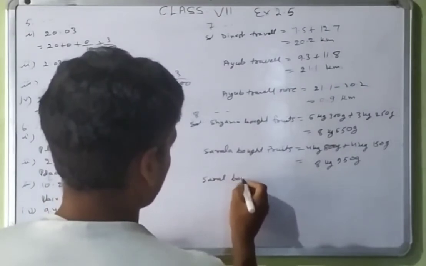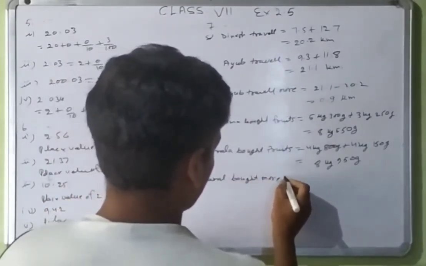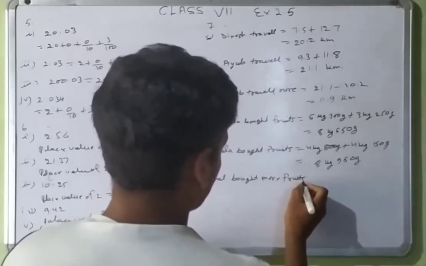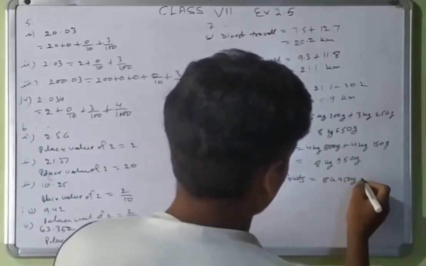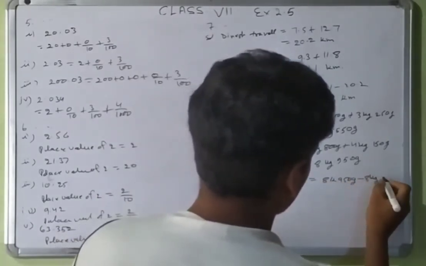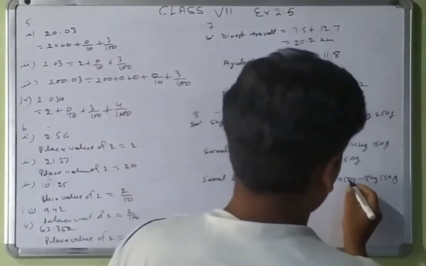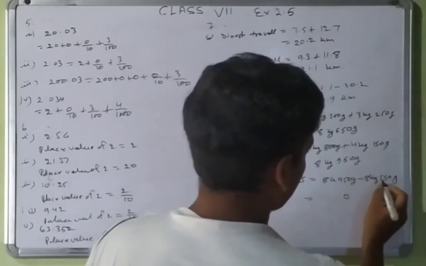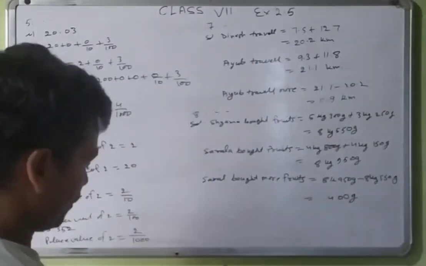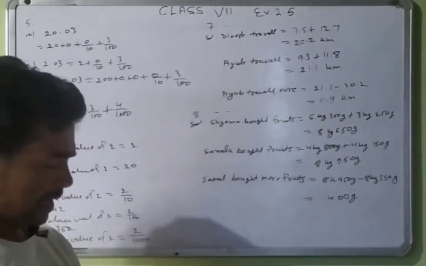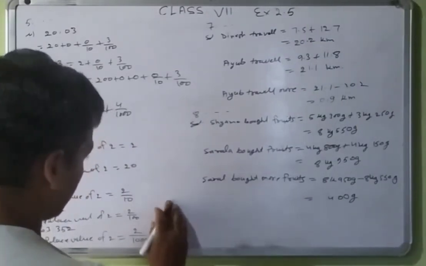Sarla bought more fruit. And how much will that be? 8 kg 950 gram minus 8 kg 550 gram. So that will be 0 less 0 is 0, 5 less 5 is 0, 9 less 5 is 4, 400 gram. Kg, but more. 8th question we can see, 9th question we can see here.